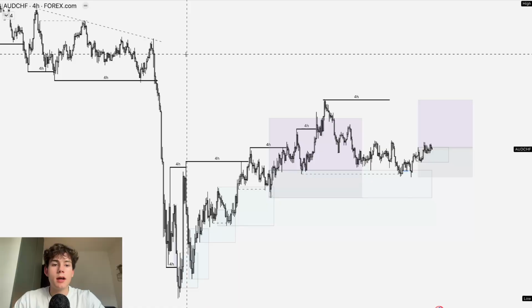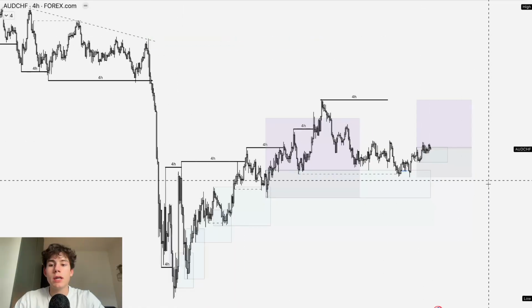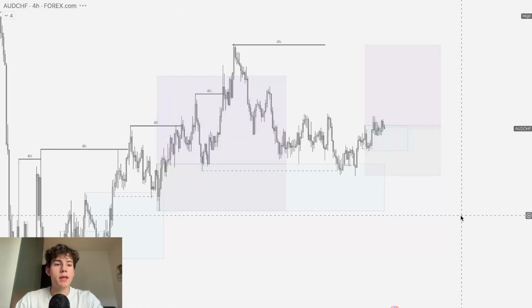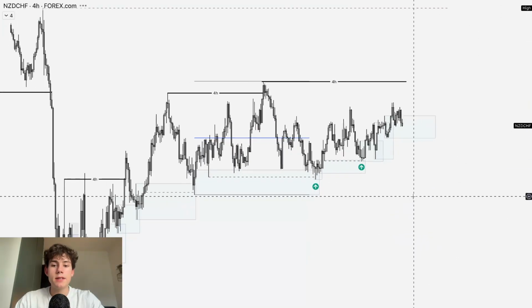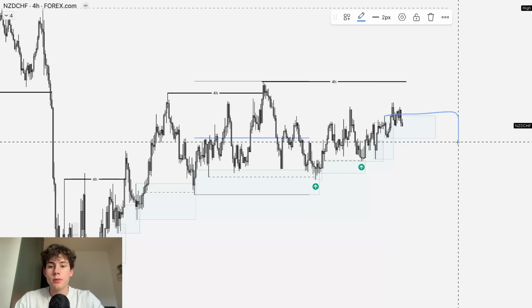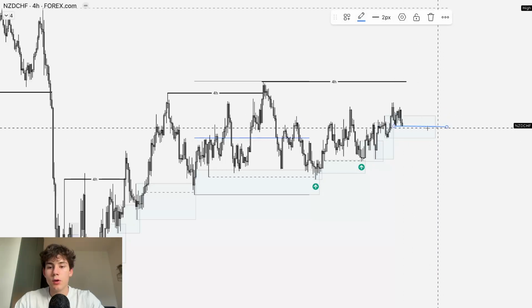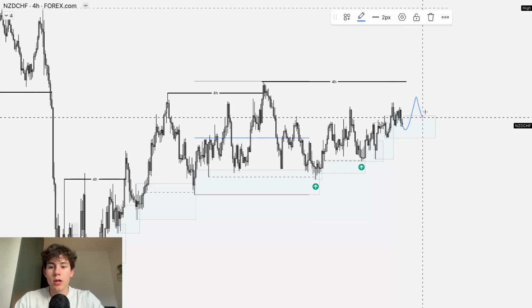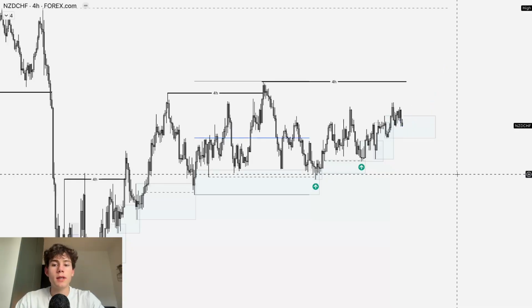But in the end, I'm of course trying to target this weekly liquidity. So that's my game plan on AD Swiss. NZD Swiss is going to be the same, bullish order flow. So from this demand, you take liquidity underneath the low. If you start to break up higher, you could just continue to take long setups.